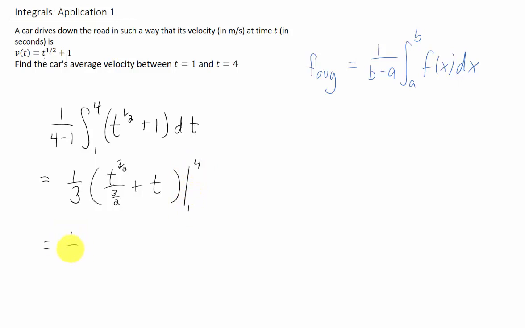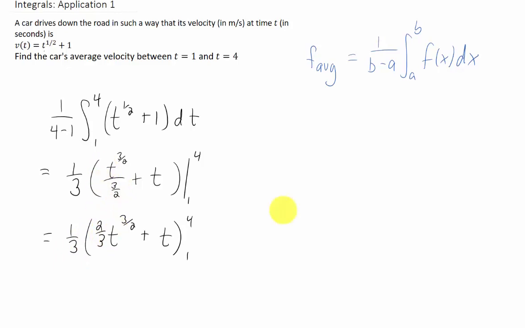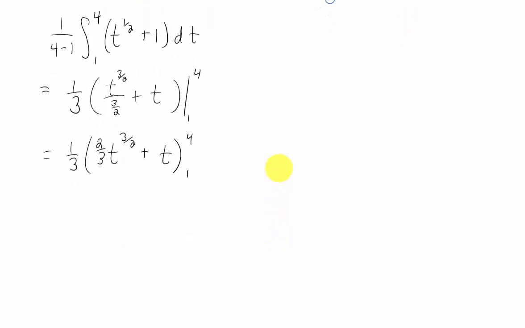Perhaps a step of simplification is in order. Since we have a 3/2 in the denominator here, we can flip that over and put it in the numerator and get 2/3. And this is a matter of personal preference, but if you'd like, you can distribute this 1/3 through the parentheses as well. And we're going to evaluate this integral between 1 and 4.